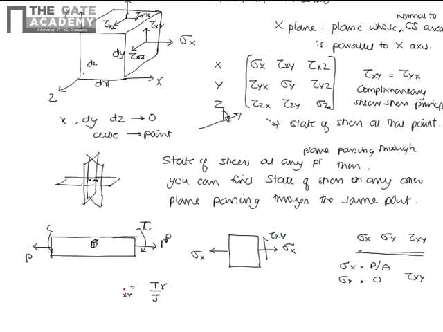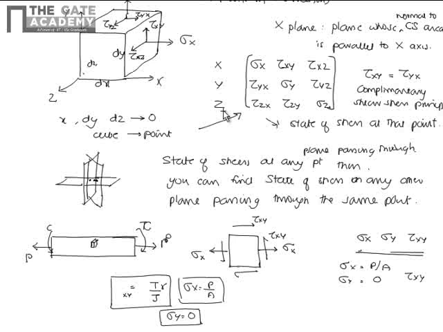And what will be the value of tau xy? Tau xy will be Tr by J. Sigma x will be P by A, and sigma y will be 0. So the state of stress at a point, if somebody asks, you can draw it like this. The state of stress will be sigma x, tau xy, sigma y. This is nothing but P by A, Tr by J, Tr by J, 0.